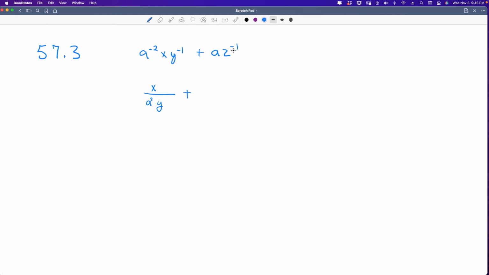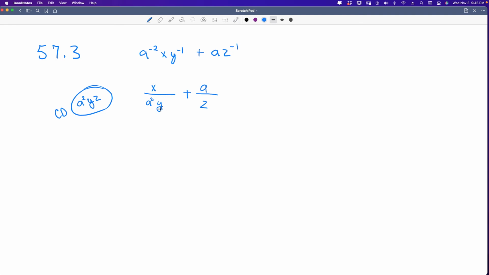So now we have a z to the negative 1. Well, a is positive, it stays, and we move z, so it becomes positive. Now we have to find a common denominator. Well, if we just multiply the two together, that becomes our common denominator. So a squared yz is our common denominator. So now we just need to multiply. The only thing missing here from our common denominator is the z.